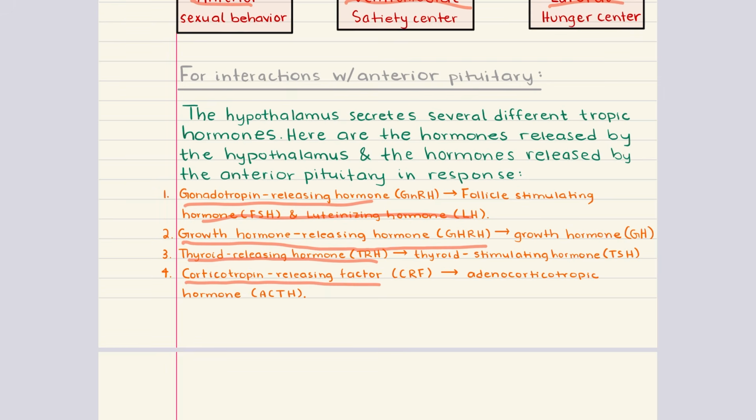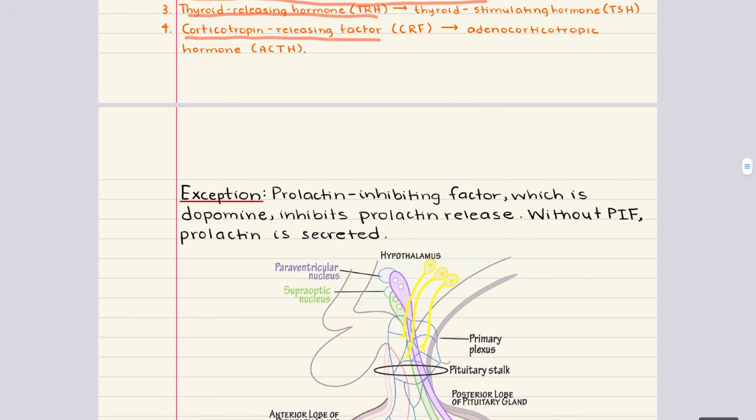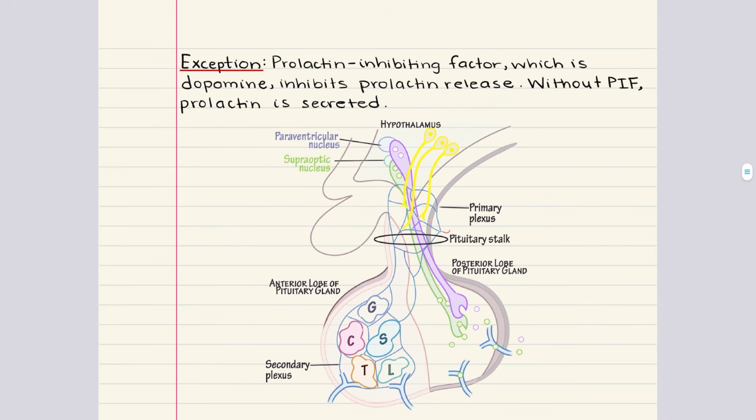Now, at this point, there's one major exception to this pattern, and that involves prolactin. Instead of being stimulated by a releasing hormone, prolactin is actually inhibited by a hormone from the hypothalamus. This hormone is called prolactin inhibiting factor, and it's better known as dopamine. As long as dopamine is being released, prolactin secretion is suppressed. But if dopamine levels drop, then prolactin is secreted.